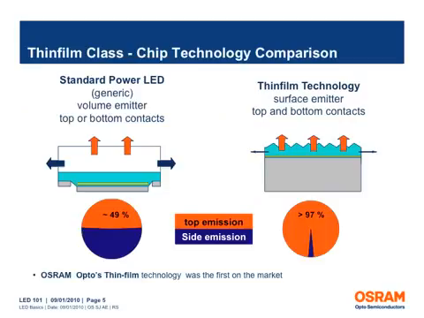The first generation of power LEDs from Osram Opto Semiconductors were volume emitters with top and bottom contacts. These LED packages had a top emission of approximately 49%, resulting in almost 50% of the light lost within the package. Subsequent advances in semiconductor technology have resulted in improved efficiencies. Osram Opto Semiconductors thin film technology was the first surface emitter, which resulted in greater than 97% of the light being emitted from the top surface of the semiconductor chip.